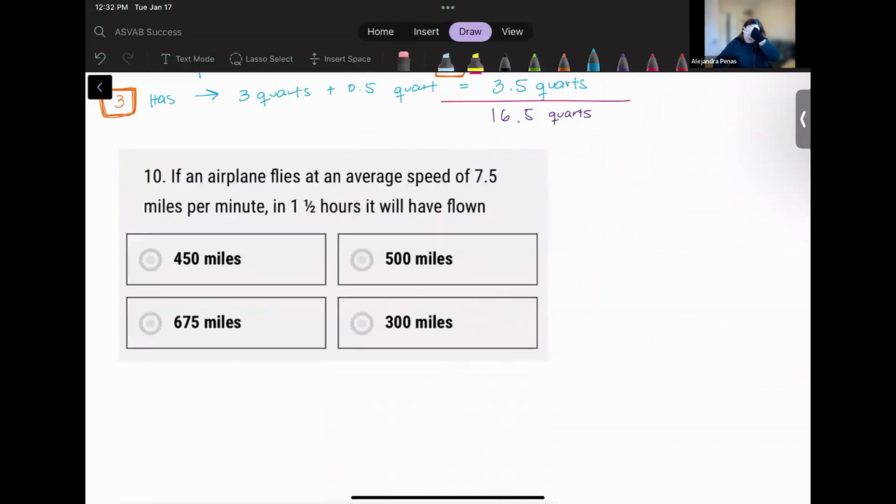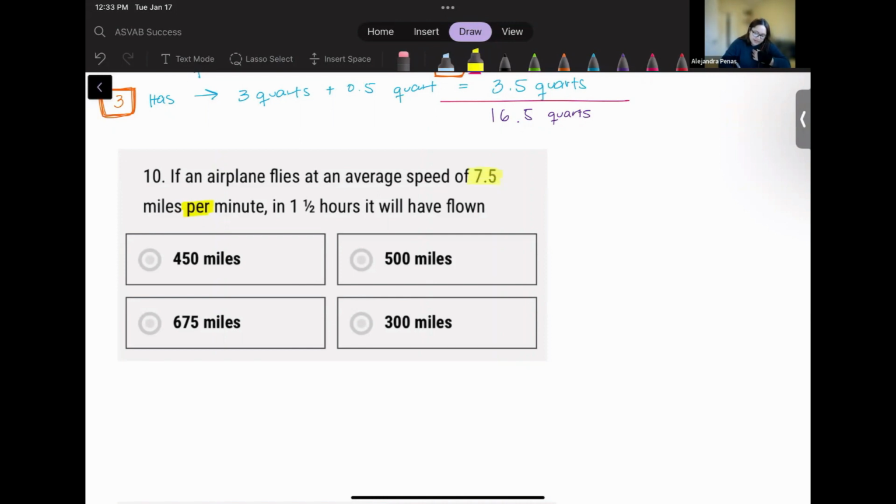If an airplane flies at an average speed of 7.5 miles per minute, that's really slow, and in 1.5 hours, it will have flown... Okay. What kind of problem do you think we have here? I want you guys to tell me, what problem do you think they're trying to situate here? As a rate. Yes, there's a rate. And that giant keyword should jump out at you.